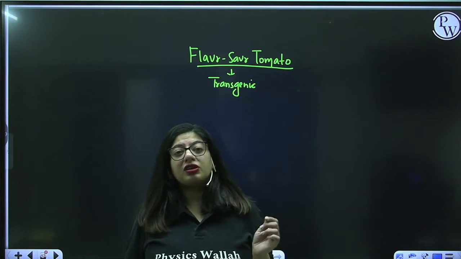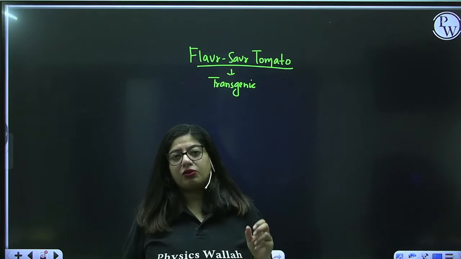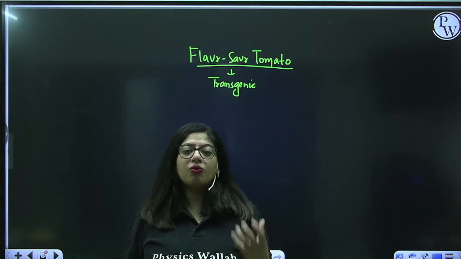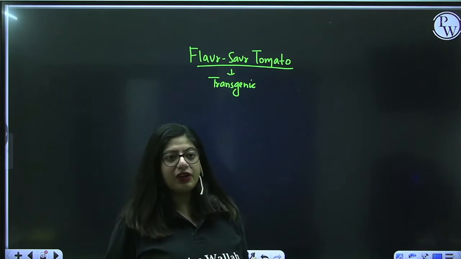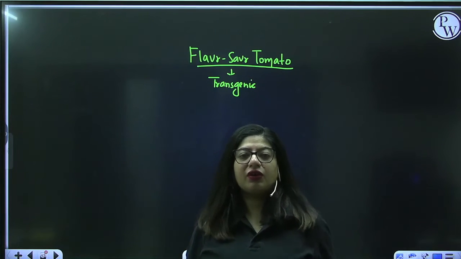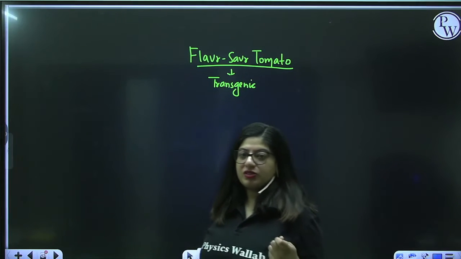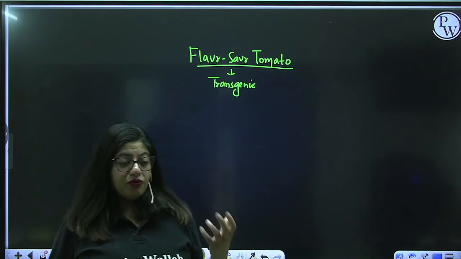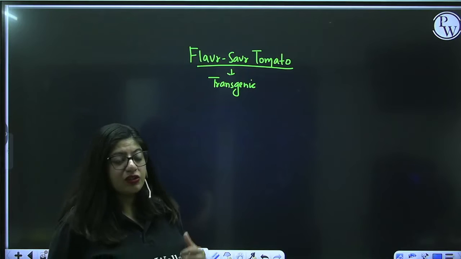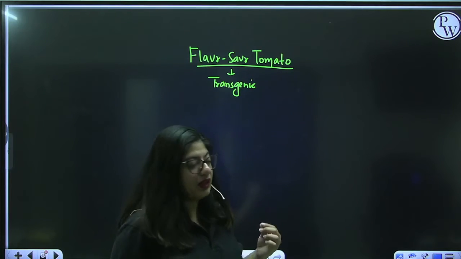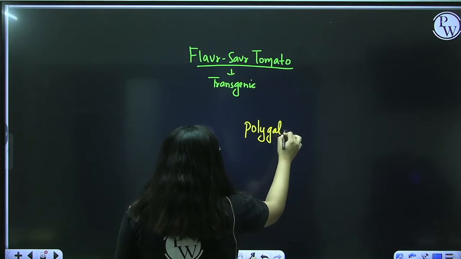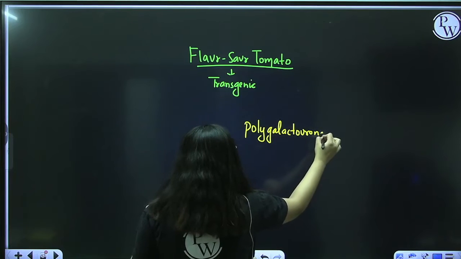Fine. So the problem was that our tomato should remain firm for a longer period of time, that they should have more shelf life. What is shelf life? That you can keep it on the shelf for a longer duration of time. That means you can keep it and they will not get overripe. So first we find out what makes the tomato overripe in a short interval of time. So they got to know that there is one enzyme, and the name of the enzyme is polygalacturonase.